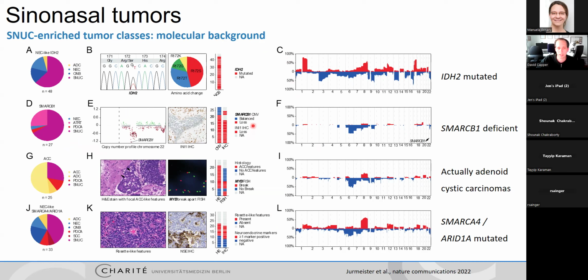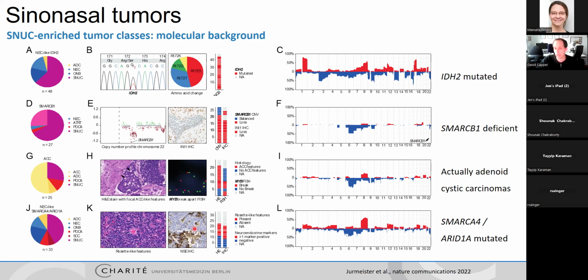And a third group is enriched, but not as strongly enriched, for SMARCA4 alterations, and also has a high rate of ARID1A mutations. These tumors in many cases have a substantial neuroendocrine profile or immunohistochemical profile. So we currently assume that maybe neuroendocrine carcinomas of the sinonasal region will mostly fall into this group of SMARCA4 tumors.